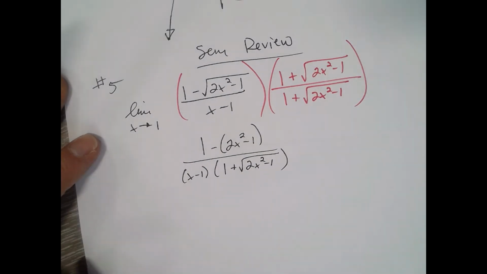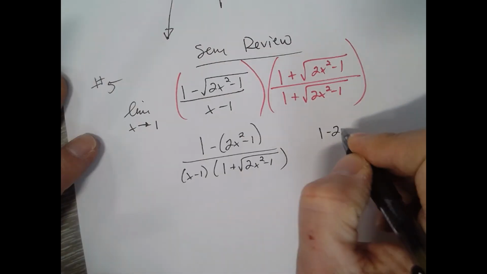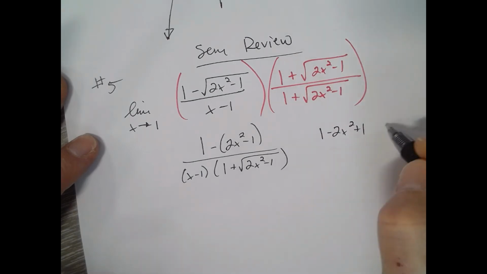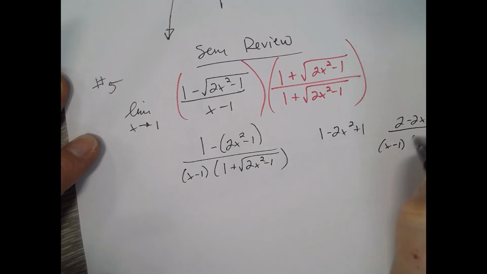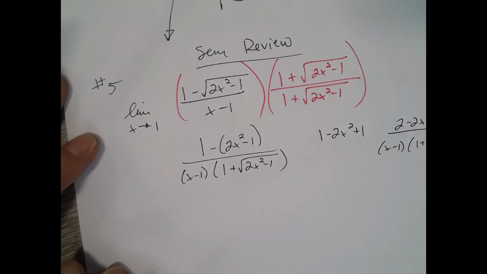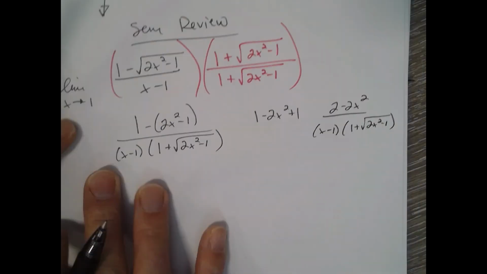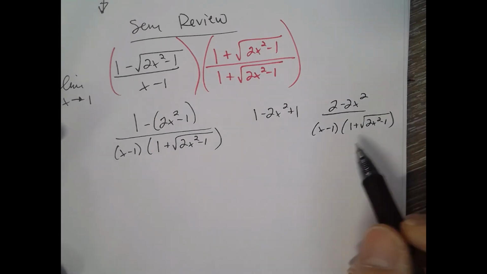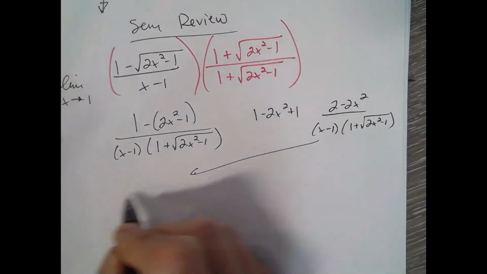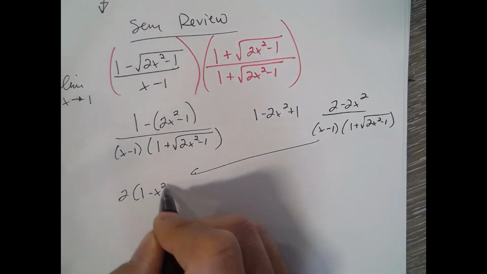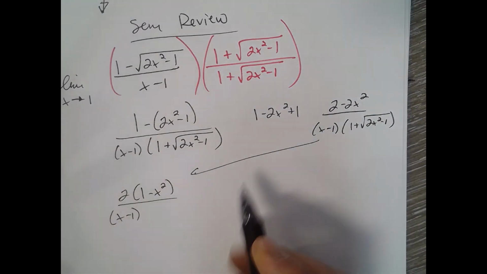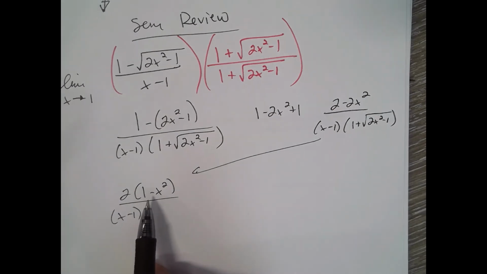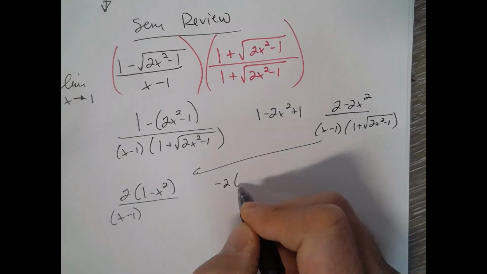Alright, so top, I have 1 minus 2x squared plus 1. So I get 2 minus 2x squared over the bottom. Alright, so we're looking for something to cancel, the cancellation method. If I factor out that 2 on top, I'm left with 1 minus x squared. So we're getting closer to an x minus 1. But I don't like the 1 minus x squared. I'm going to make that negative 2, and then that'll change the order of the inside there.